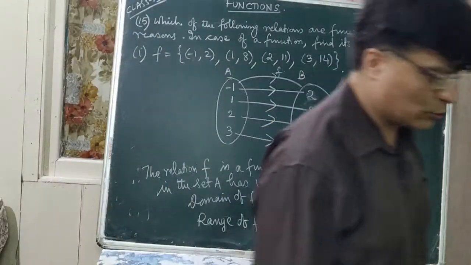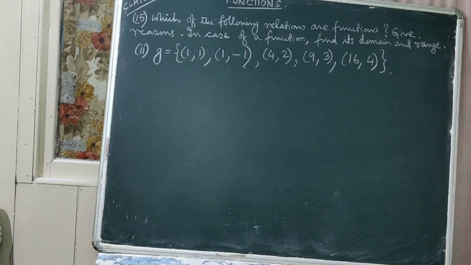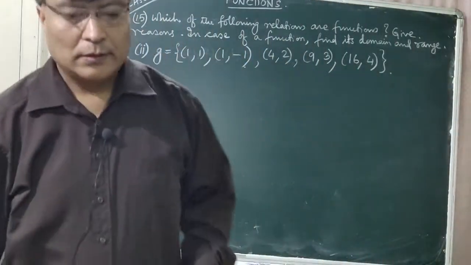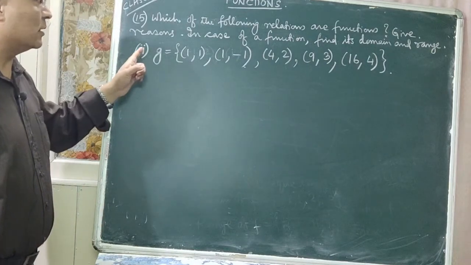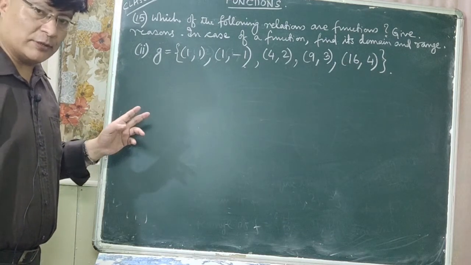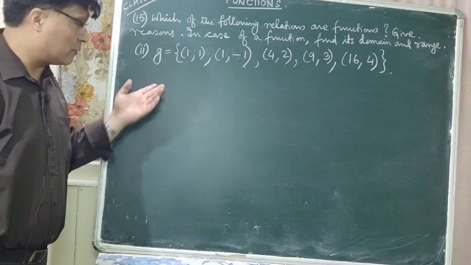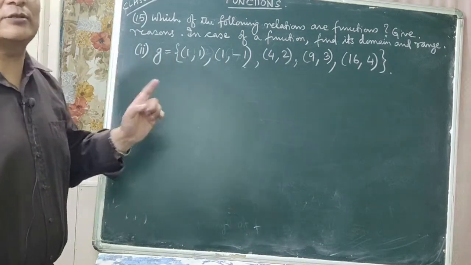Now we'll do the next question, number 2. You have to check whether this given relation G is a function or not. If G is a function, you have to give the reason why it is a function. If G is not a function, you also have to give the reason why G is not a function.